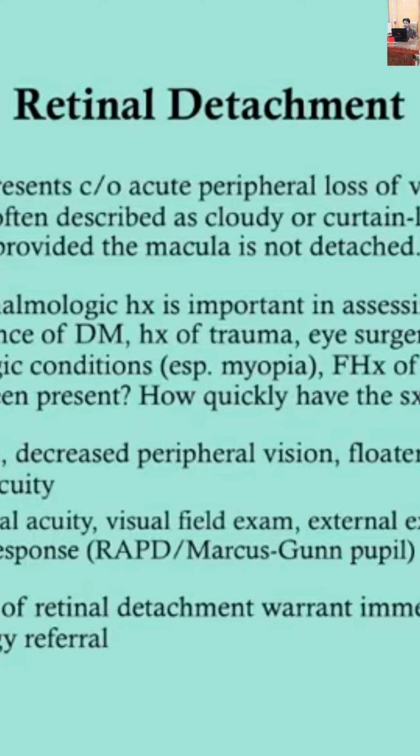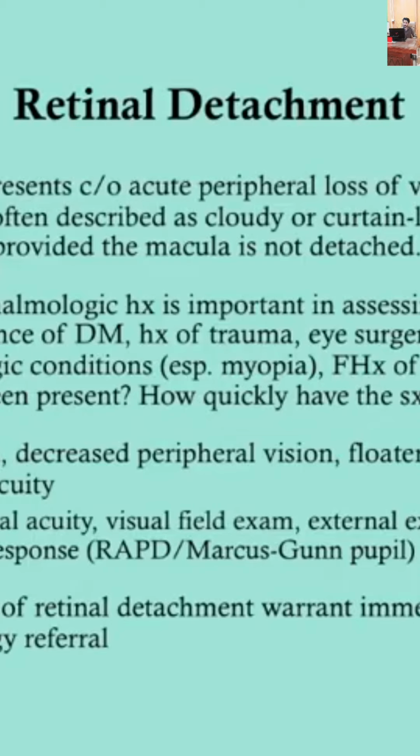So you should check the patient's visual acuity using a Snellen chart, do a visual field exam, and determine which visual fields are affected. An external exam of the eye is certainly warranted for any kind of trauma. And then you should also do a pupillary response test. What you're looking for is the relative afferent pupillary defect, and that is also called the Marcus Gunn pupil.